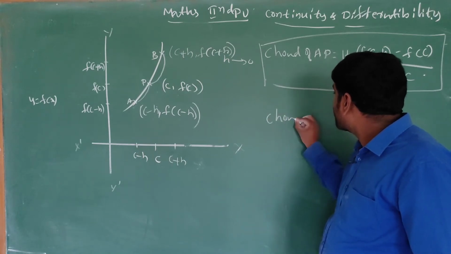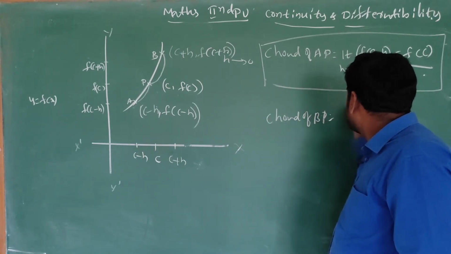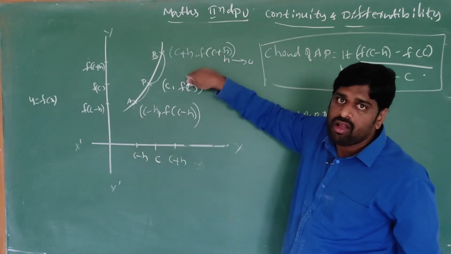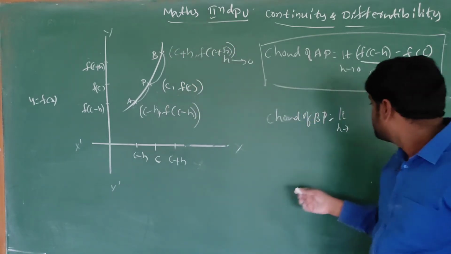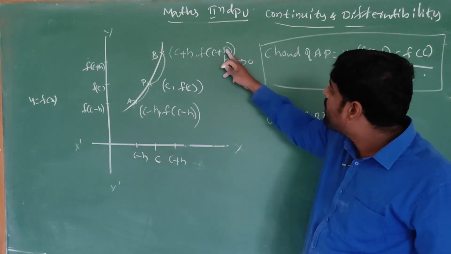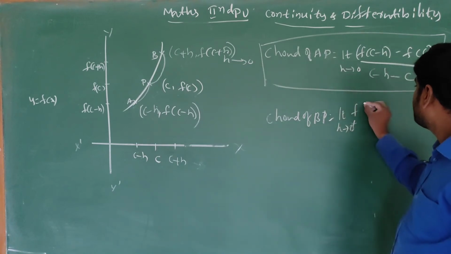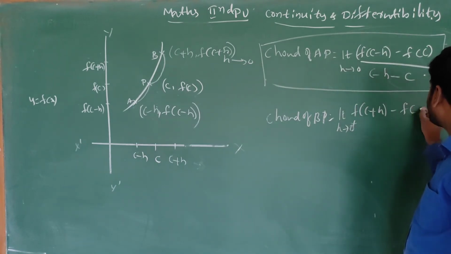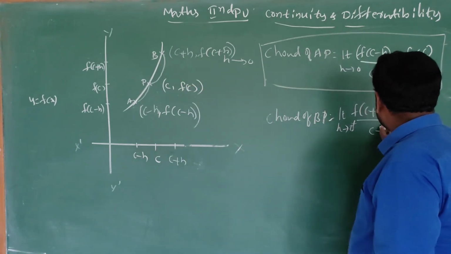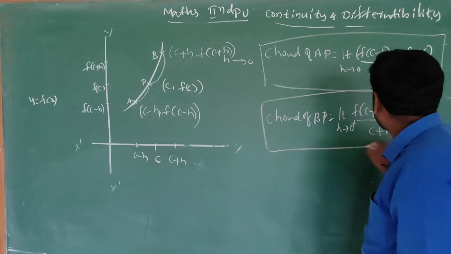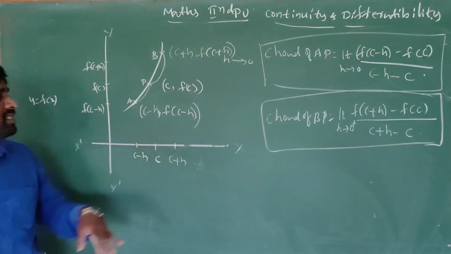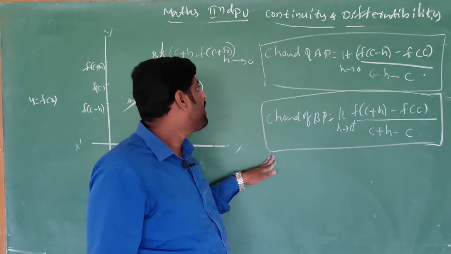Similarly, chord of BP equals limit h tends to 0 plus, you will get the c plus term. So observe here, f of c plus h minus f of c divided by c plus h minus c. This is called right hand derivative by using graph. Okay, this is called left hand derivative, this is called right hand derivative.